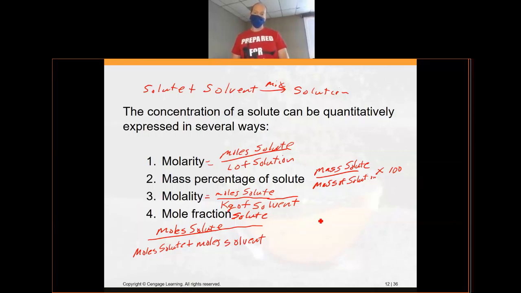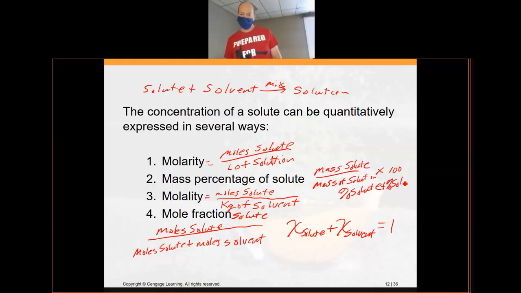All right, and note if you have a solute and a solvent, that your mole fraction, which is a fancy X, that is mole fraction, the mole fraction of your solute plus the mole fraction of your solvent is equal to 1. When you do your percentages, percent solute plus percent solvent is 100%. When you're doing a percent, the percentages add up to 100. If you're doing fractions, the fractions add up to 1.